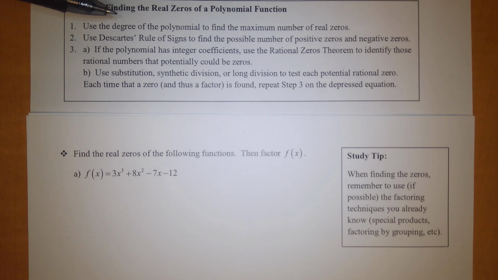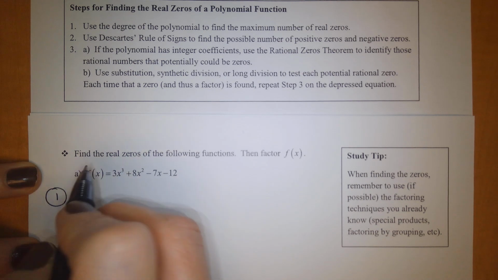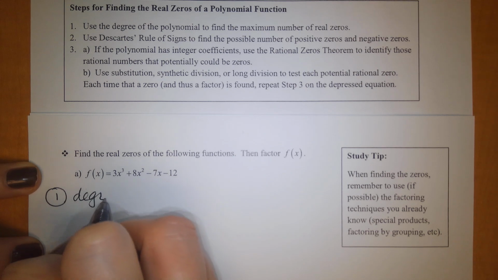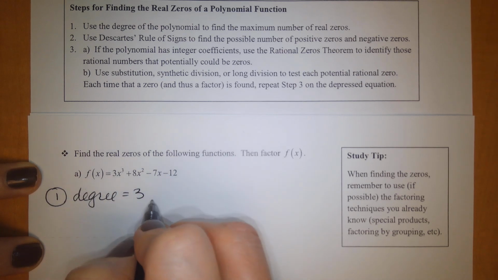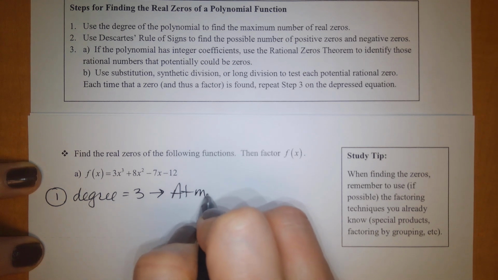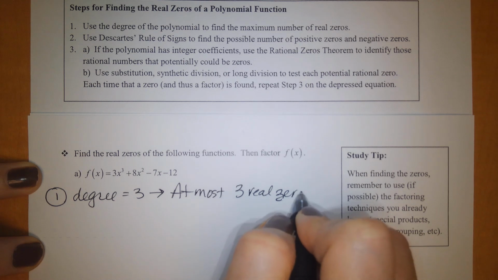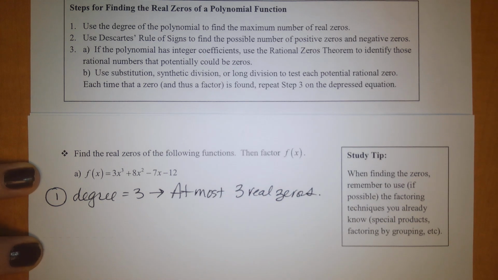Okay? Step 1. Use the degree of the polynomial to find the maximum number of zeros. So step 1. The degree of this polynomial is 3. So that means there are at most 3 real zeros. Notice we are not talking about any complex zeros at this time, only real zeros.